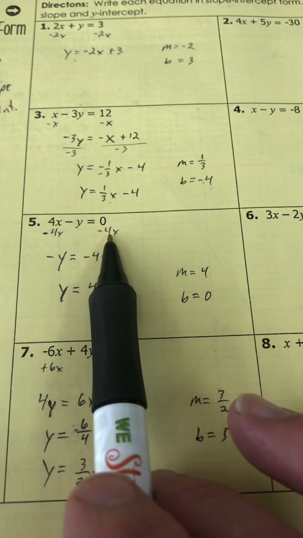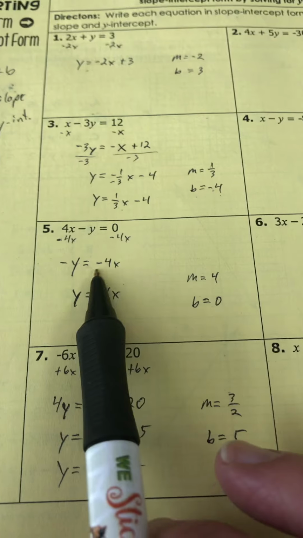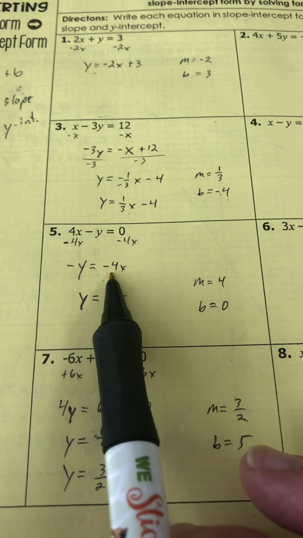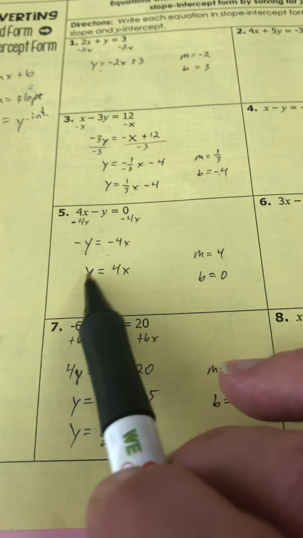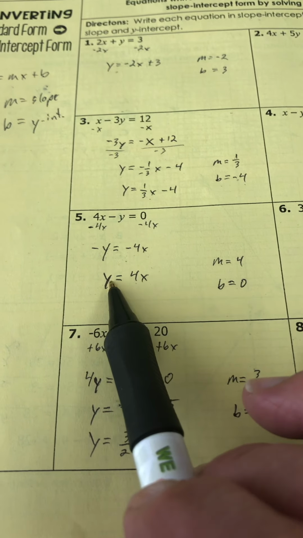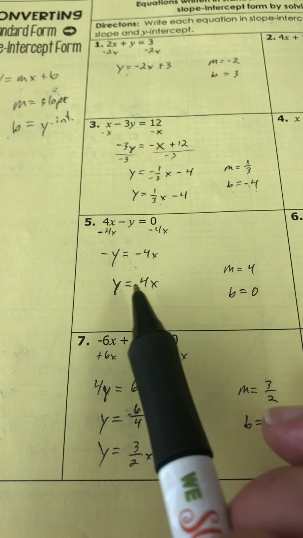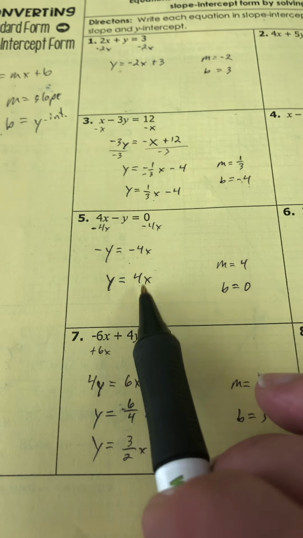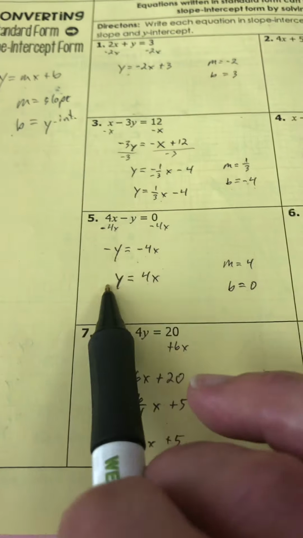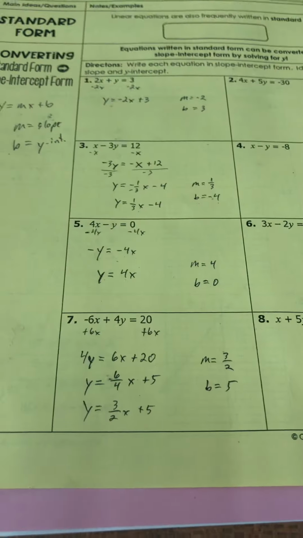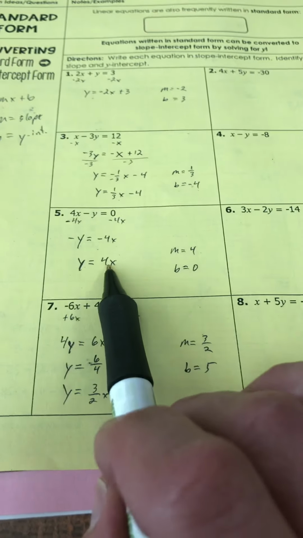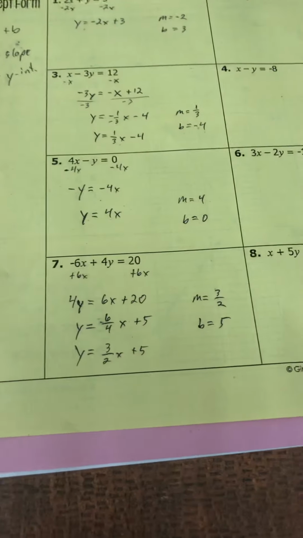Here I'm going to subtract 4x from both sides, and I end up with -y equals -4x. I divide both sides by -1 in order to get y by itself, or you could think of it this way: you do to one side of the equation as you do to the other. So if I change the sign on this side, I have to change the sign on this side. So I get y equals 4x. The slope here is 4. There's no b number back here, so it's just going to be 0.